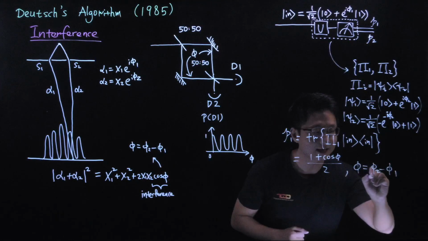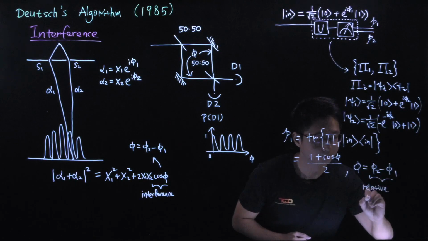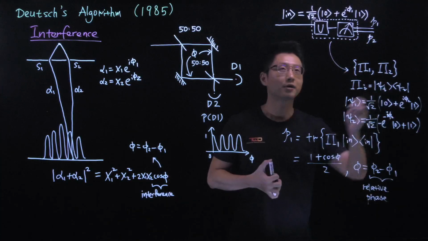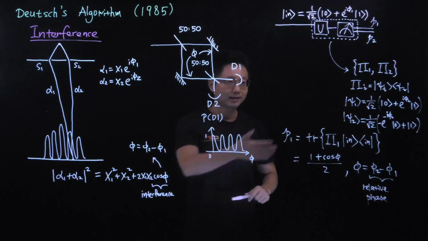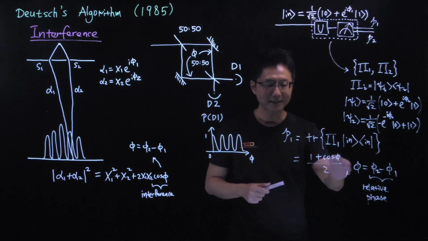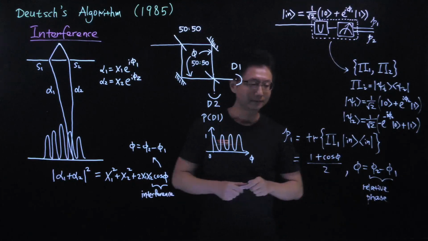Where the phi is again a relative phase between the phi 1 here and phi 2 over here. Let's see what is happening over here. First of all, you notice that oscillatory pattern. So this probability oscillates depending on the value of phi.